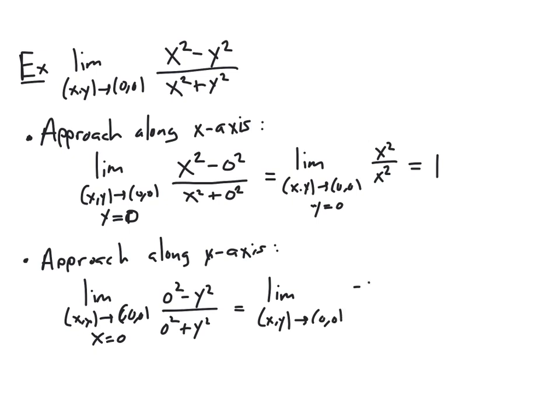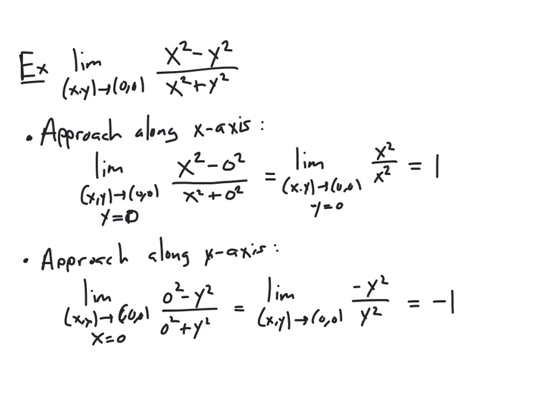And so the function is negative y squared divided by y squared as (x, y) gets closer and closer to (0, 0). And as long as y is not 0, which it will not be in this case, we get a limiting value of negative 1.